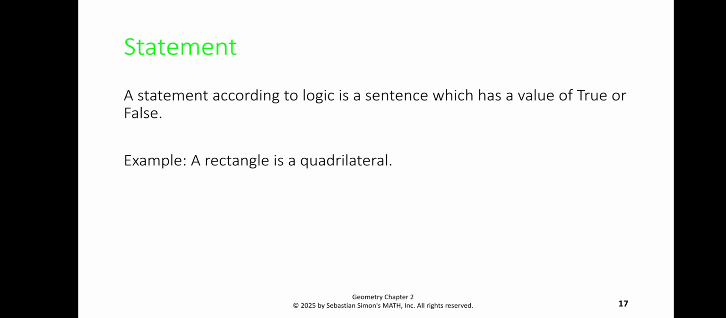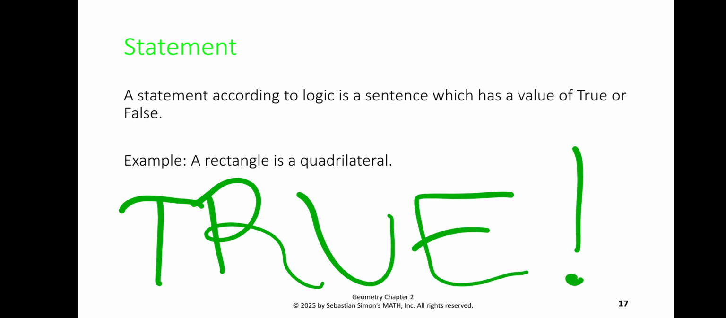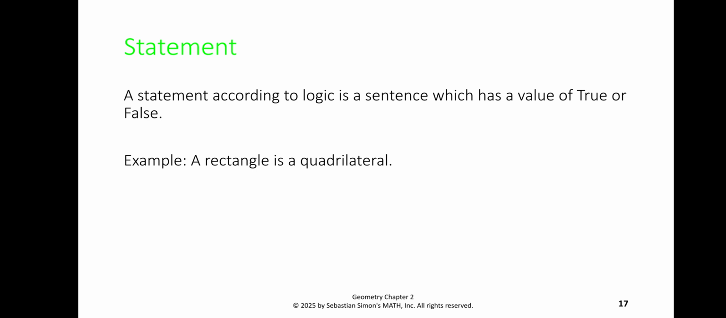A statement according to logic is a sentence which has a value of true or false. Example: a rectangle is a quadrilateral. We all know that. It's true. A rectangle has 4 sides, and a quadrilateral has 4 sides. So it's true.